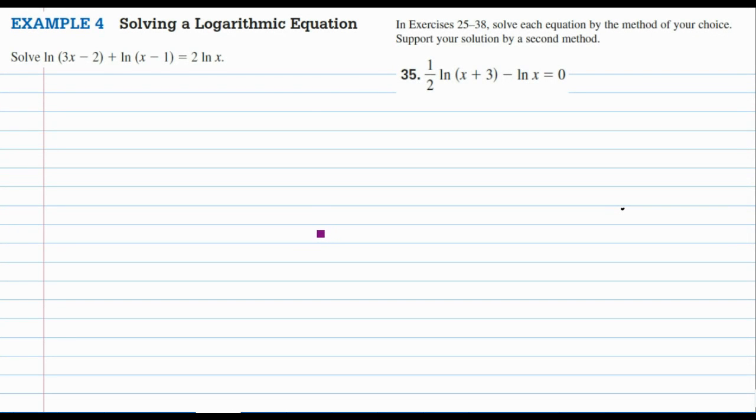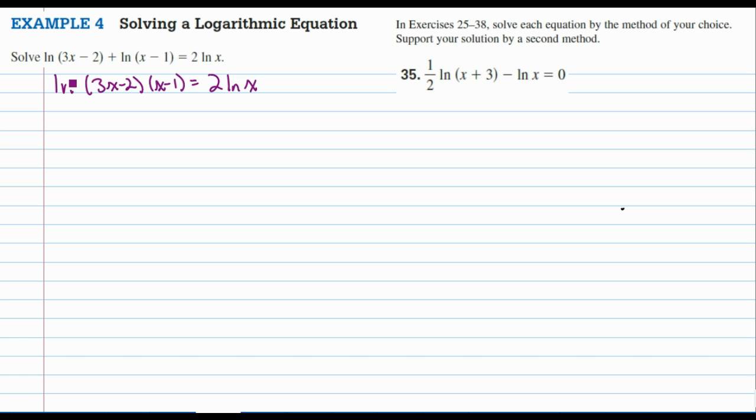This is the screencast for section 3.5, example 4, solving a logarithmic equation, and now this one has 3 different logs in it. Yikes. Well, I don't know how to add two. Wait a second, I do know how to add 2 logs together. I've got a property that says if I have 2 logs of the same base that are being added together, I can combine those into 1 log, so natural log of the product of their insides. So that would be 3x minus 2 times x minus 1, and that will equal 2 times the natural log of x.